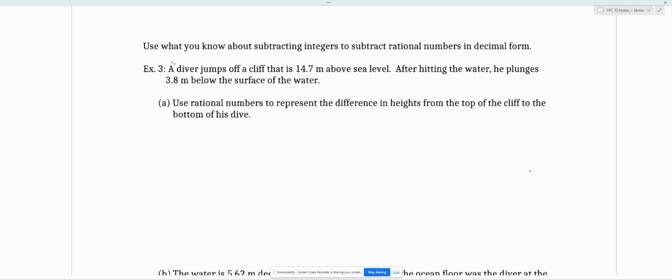I got a diver that's jumping off a cliff that we have at 14.7 above sea level. Okay. After hitting the water, he plunges 3.8 meters below the surface of the water. So the best way to do this is let's use rational numbers. We're going to represent the difference in heights, but we need a picture. Okay, so to do this, I'm going to basically say, okay, well, here is my cliff. Here is my sea level.